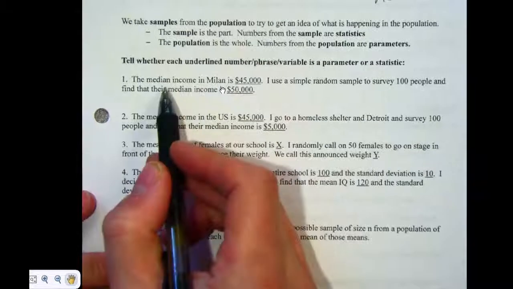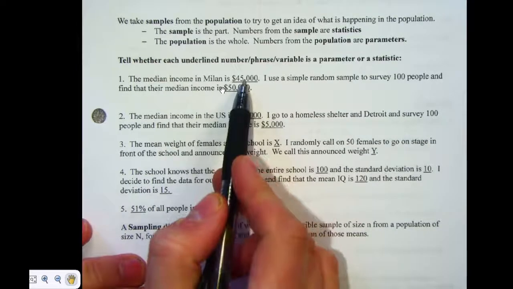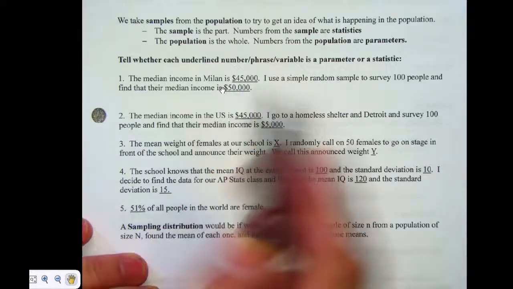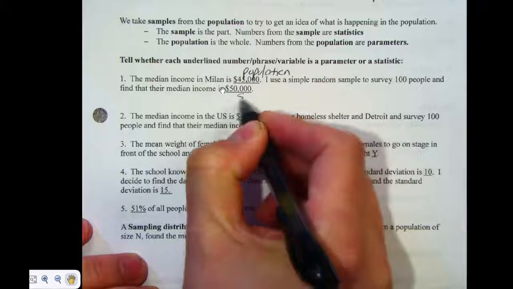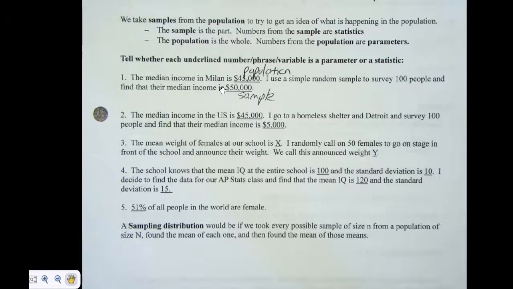So look at the first one. The median income is $45,000 in Milan. You take a random sample of 100 and find their median income. So this 45,000 is for all of Milan. Is that a sample or a population? That's population. And then the 100 people that I looked at, that's the sample, right? Let's do that for the next ones.